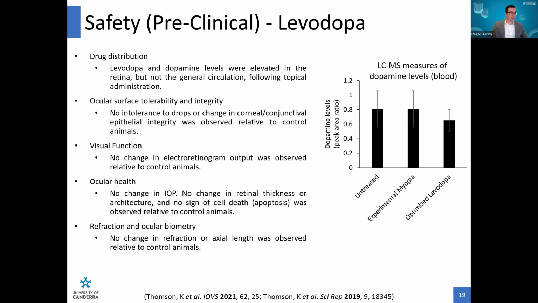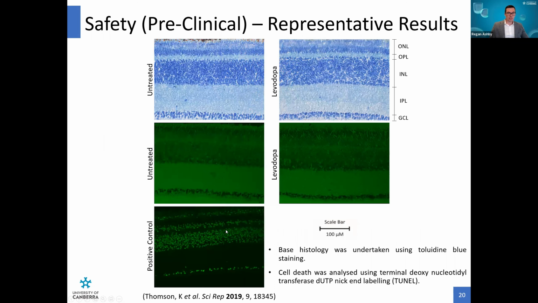And that's again seen here for levodopa, where levodopa is fantastic at inhibiting experimental myopia, but does not in any way alter normal ocular development. So just to give you an idea of what we have in these data sets, these are just representative results. In this case, it's the histological changes seen in response to levodopa treatment.